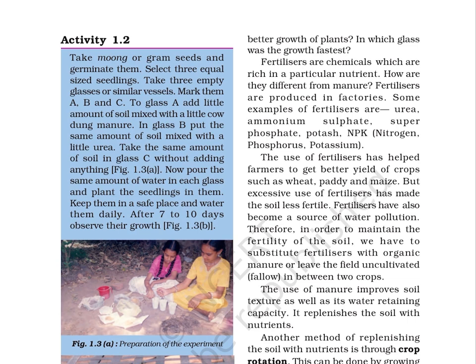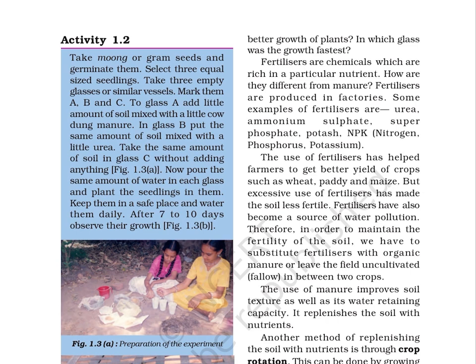Fertilizers are chemicals which are rich in a particular nutrient. How are they different from manure? Fertilizers are produced in factories. Some examples of fertilizers are urea, ammonium sulfate, superphosphate, potash, NPK: nitrogen, phosphorus, potassium. The use of fertilizers has helped farmers to get better yield of crops such as wheat, paddy and maize. But excessive use of fertilizers has made the soil less fertile. Fertilizers have also become a source of water pollution.